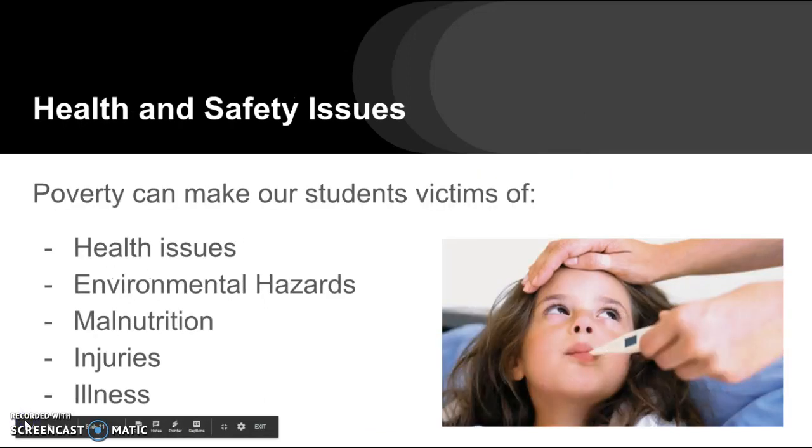Health and safety issues. Many of our students who come from poor families are victims of health issues, environmental hazards, malnutrition, injuries, and illness. As teachers, we should be aware of all of these obstacles our students from low-income families face in their everyday life. Thus, we should increase health-related services to them and, if possible, to their families.